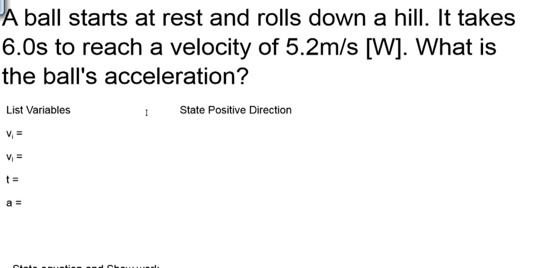Motion video number 7. A ball starts at rest and rolls down a hill. It takes 6 seconds to reach a velocity of 5.2 meters per second west. What is the ball's acceleration?